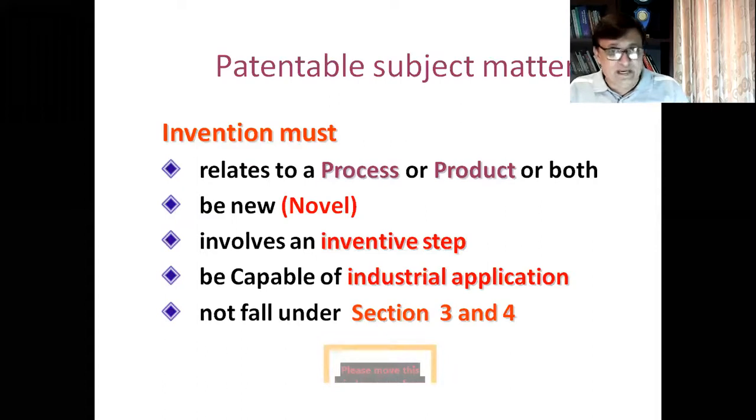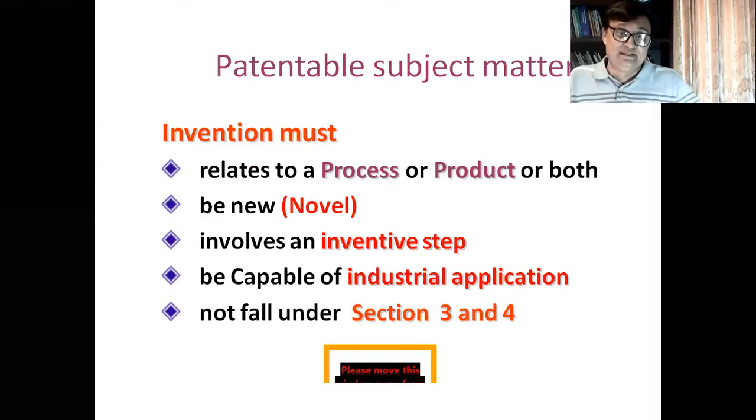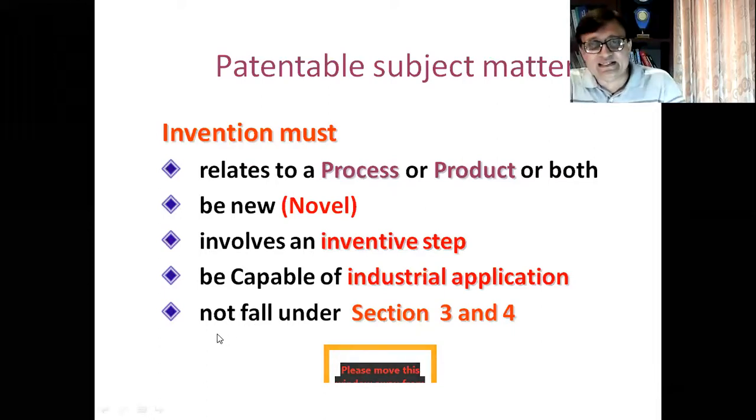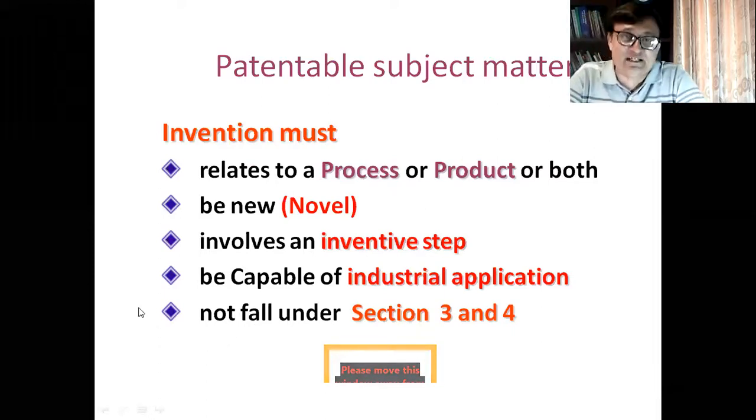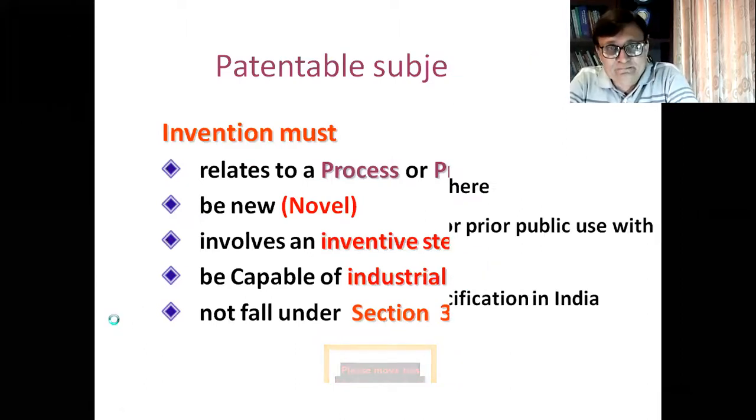It must be new, as I already explained. It involves inventive steps, a step-by-step procedure, something new is developed. It has industrial application and does not fall under sections 3 and 4, which I have already discussed. These are the things which are not patentable under the Patent Act 1970. If you qualify all these, then this is patentable subject matter under the Indian Patent Act 1970.